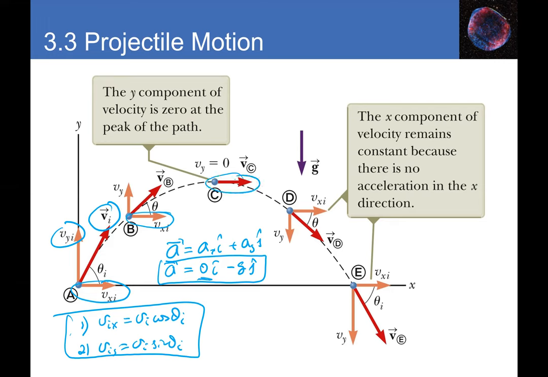Point C, velocity in X is the same. D, velocity doesn't change. E, velocity doesn't change. They're all the same, again, because there is no acceleration in that direction. How about vertical velocity? Well, there is a negative acceleration. That means if you have a positive velocity, it's going to decrease until it's zero at the highest point. Then on its way down, it's going to increase and increase, because there's an acceleration in the same direction as the motion right now, so velocity will increase.